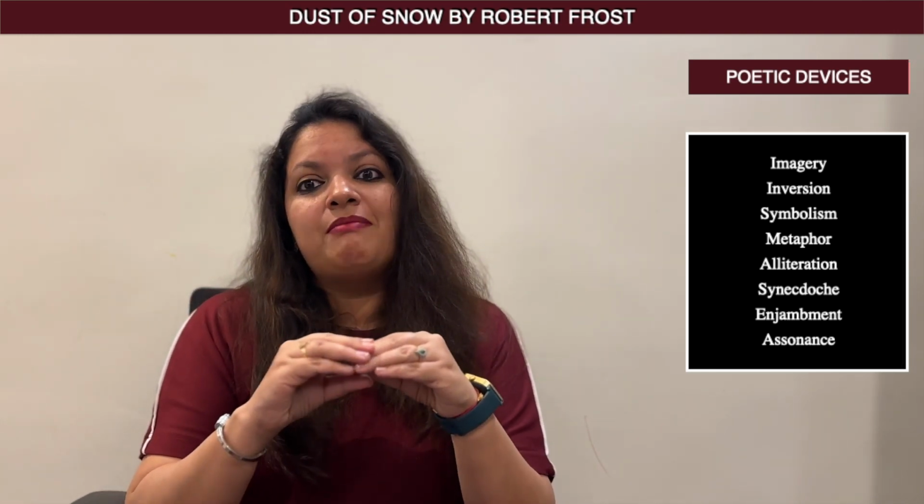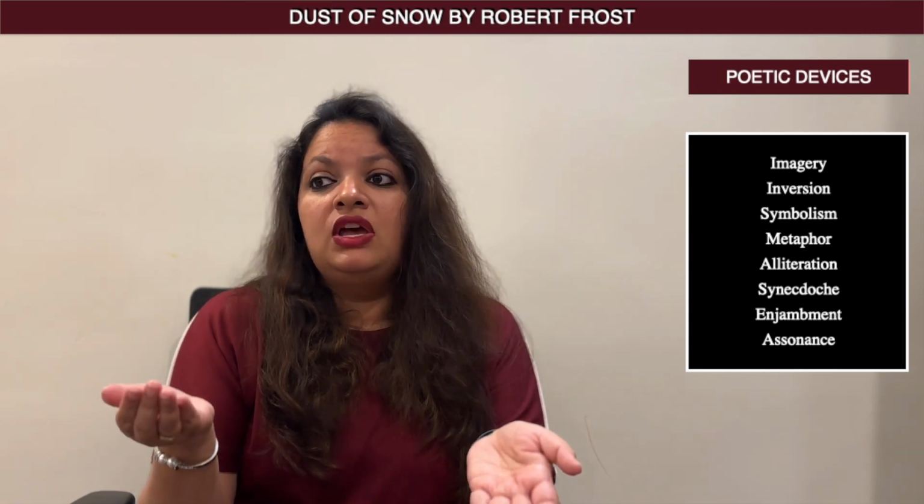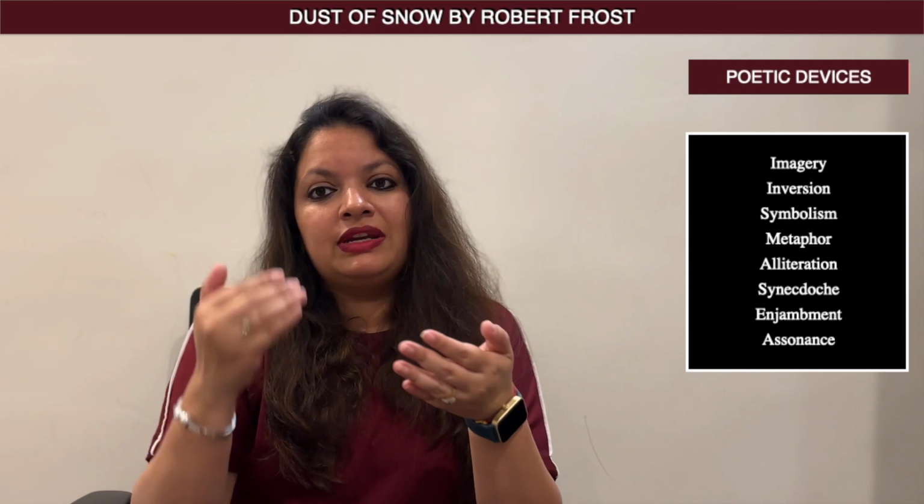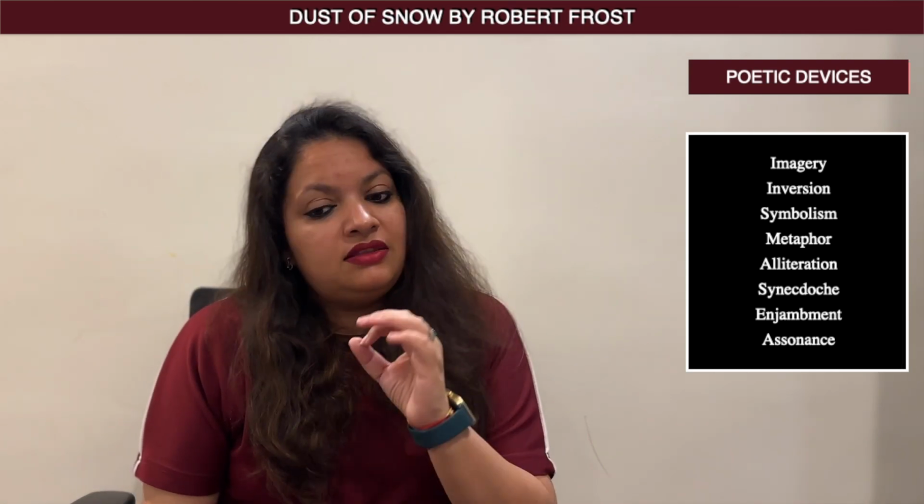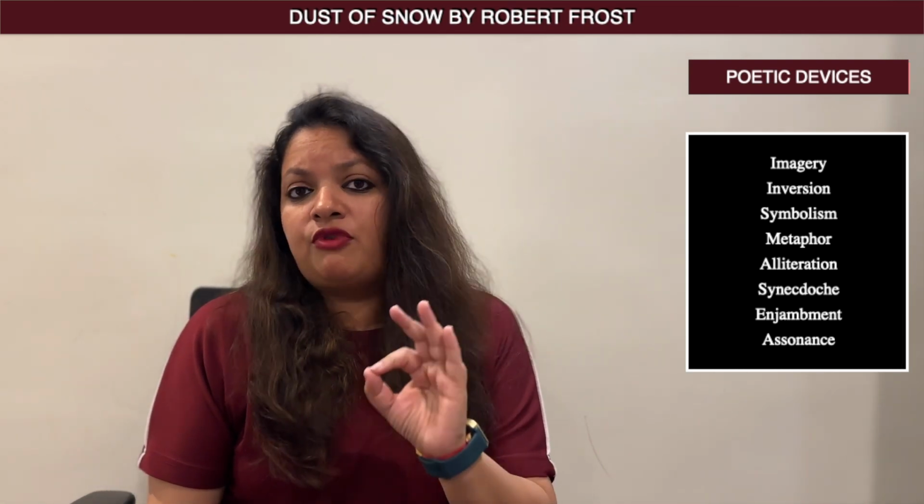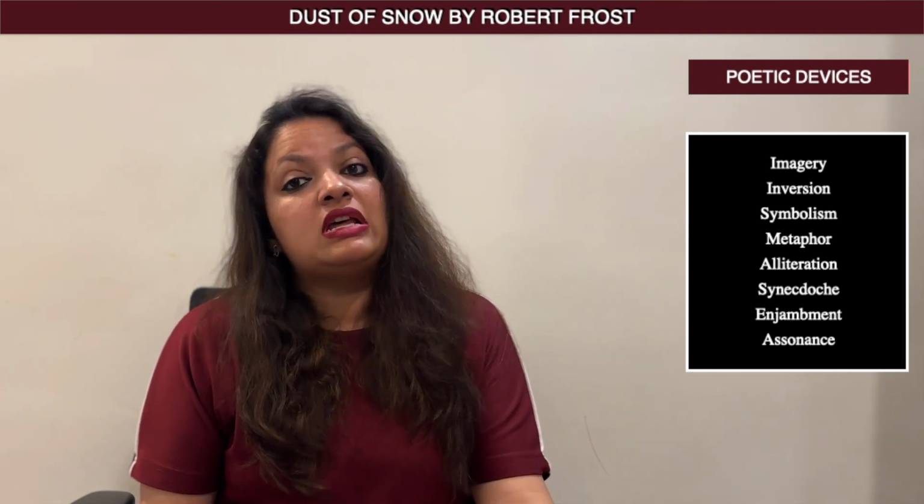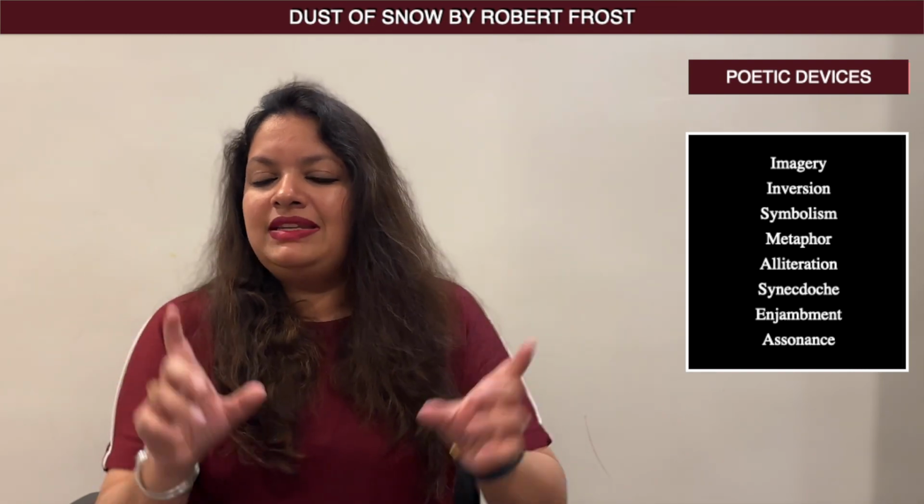Okay. Then there is a use of inversion. Inversion means when the sentence is not grammatically correct, but the poet or the writer uses the jumbled form in order to create a rhyme scheme. And so has Robert Frost done the same in this, when he says, shook down on me the dust of snow. So it is grammatically incorrect, but the poet has used it just to create that rhyme scheme.